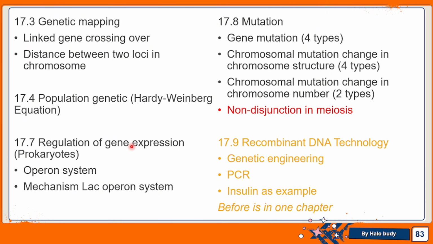There are different situations. So in the STPM syllabus, we only cover the prokaryote because prokaryote is the simplest one. It is simple, while eukaryote is very complicated. So there is the lac operon system. You need to know about the operon system. The example that you need to learn is the mechanism of that operon system.